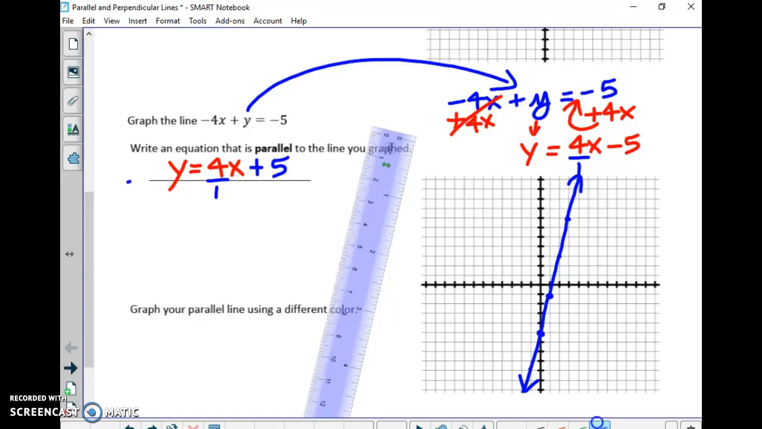And then don't forget to graph the other one. You don't have to do it in a different color. It's up to you. So 4x plus 5, we start at positive 5. And again, up 4 over 1, down 4, left 1. So are those parallel? They should be.